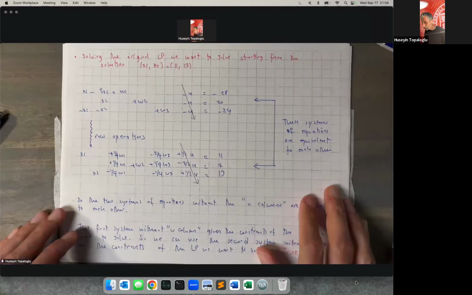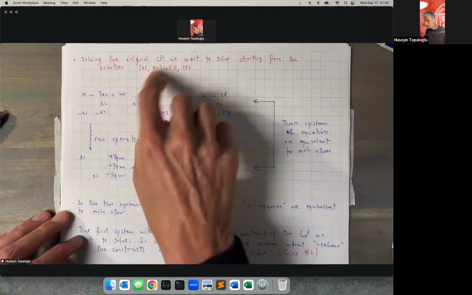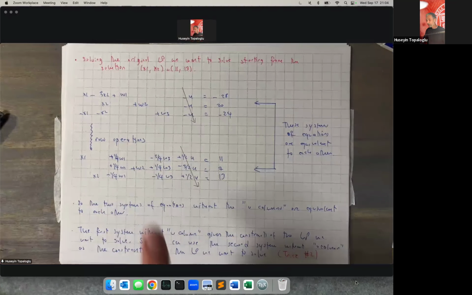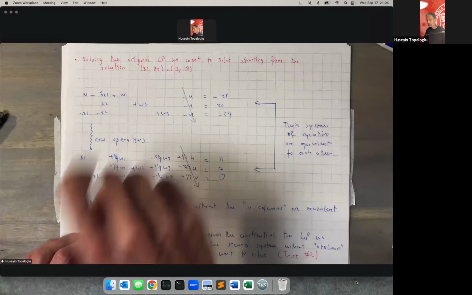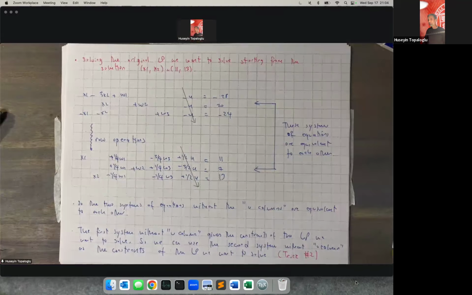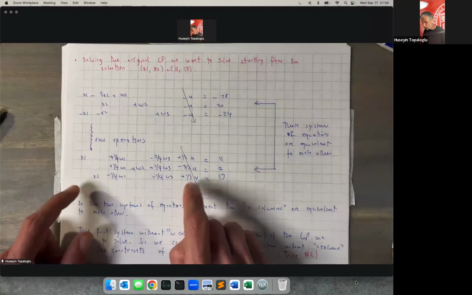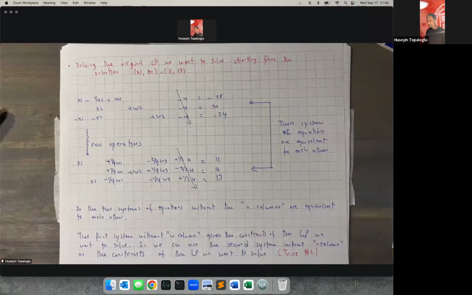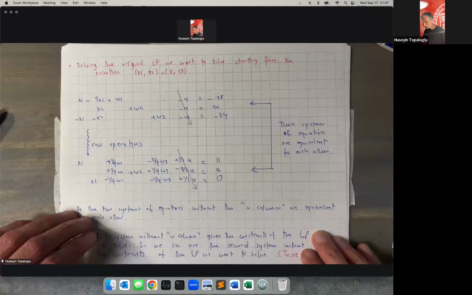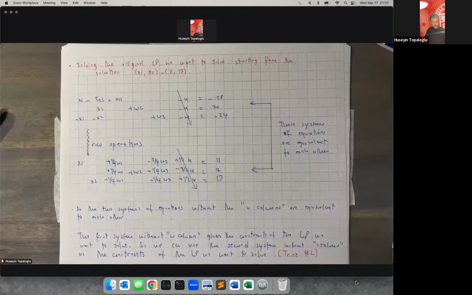If I want to solve my original linear program, starting from the solution that is given by the phase one linear program, I borrow the constraints of my original linear program from the last iteration of the phase one linear program. Okay, so then we can use the second system of linear equations without the u column as the constraints of the LP we want to solve. Great. So this is the second observation, second trick that we learned today.